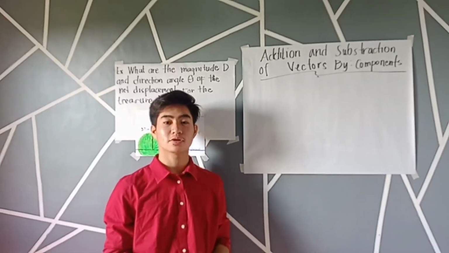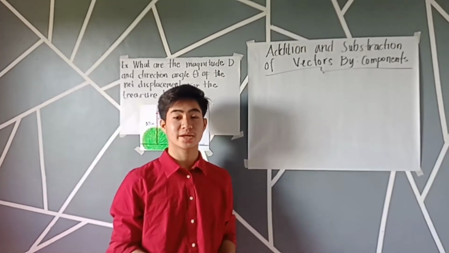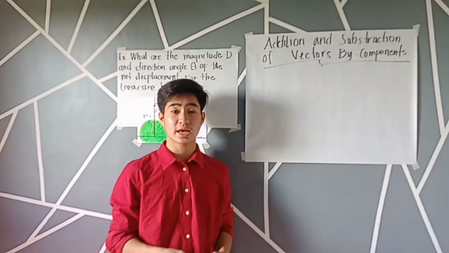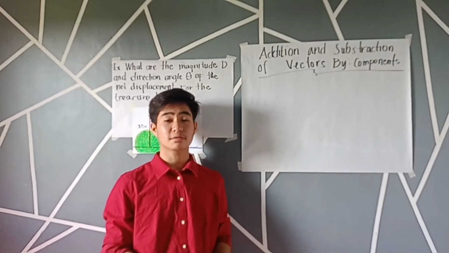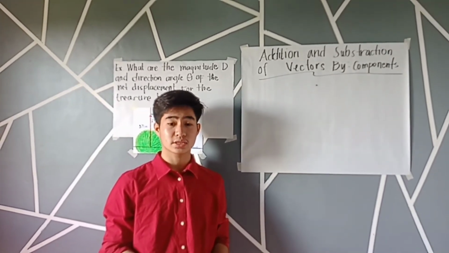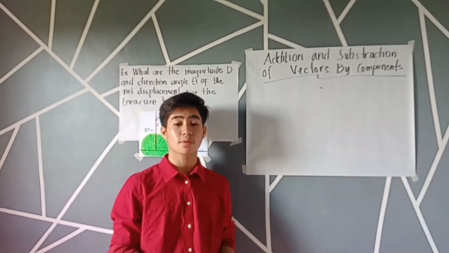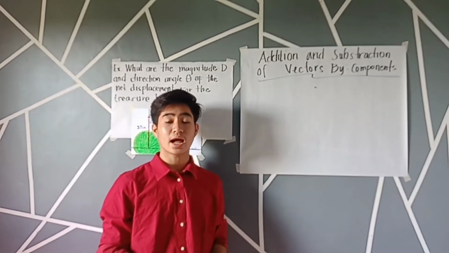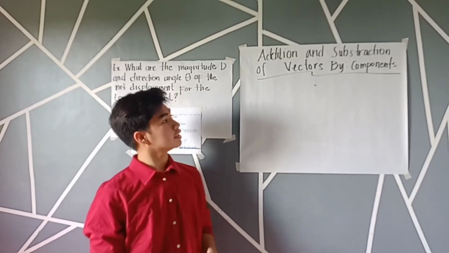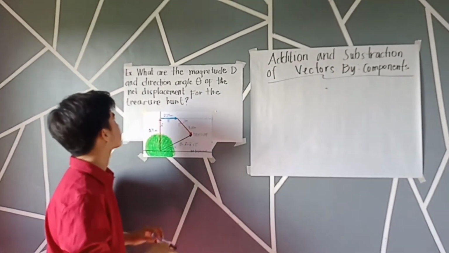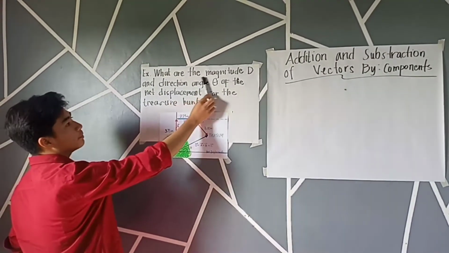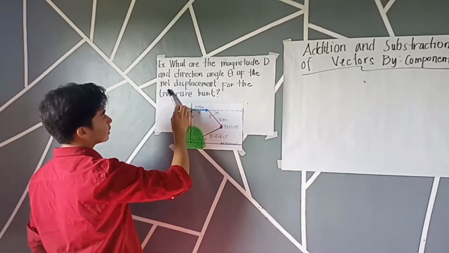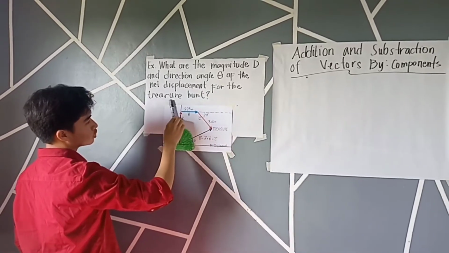So let's talk about vectors. Vectors can be expressed in terms of their horizontal and vertical components, which are the x and y axis, respectively. And another way to add vectors is to express both of them in terms of their horizontal and vertical components and then add them together. So this is the example. What are the magnitude d and direction angle theta of the net displacement for the treasure hunt?